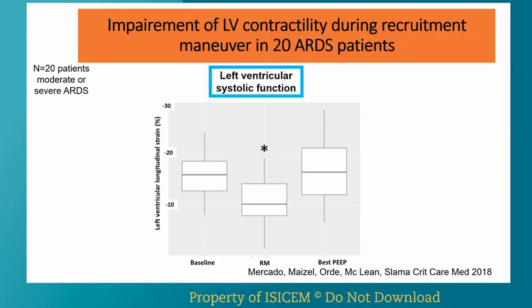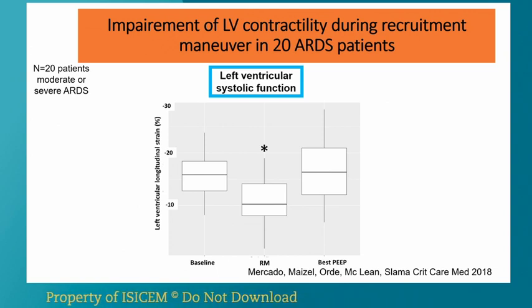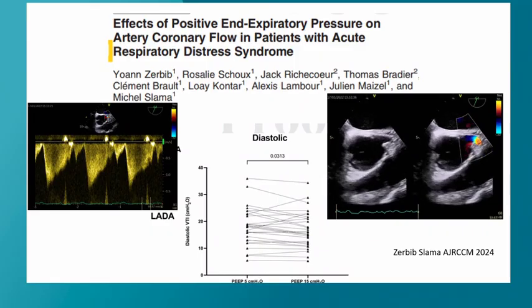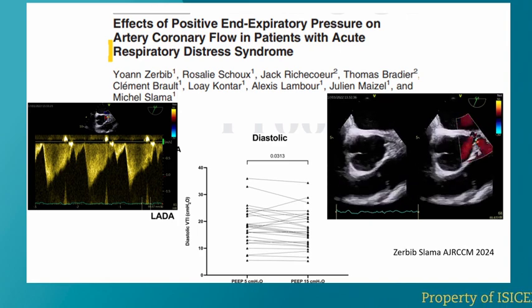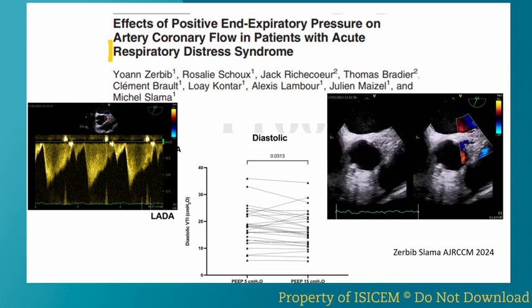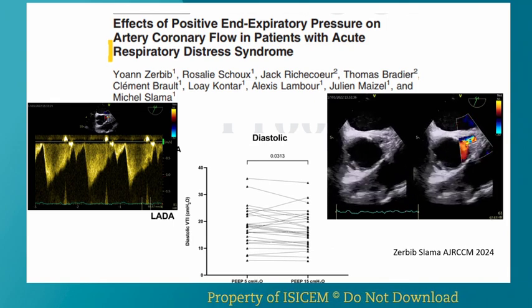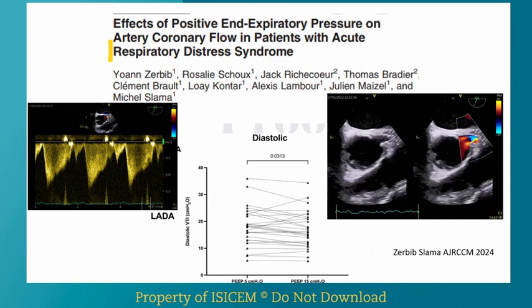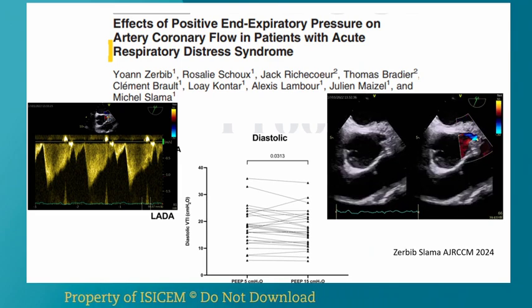With Pablo Mercado, we demonstrated by assessing the longitudinal strain of the left ventricle that by inducing a recruitment maneuver or increasing the PEEP in the patient, we will have an impairment of the true contraction of the left ventricle. And why? One of the reasons is here. We did with Johan Zerbib the assessment of the coronary flow of the right and left coronary arteries at 5 and 15 of PEEP. And look at that.